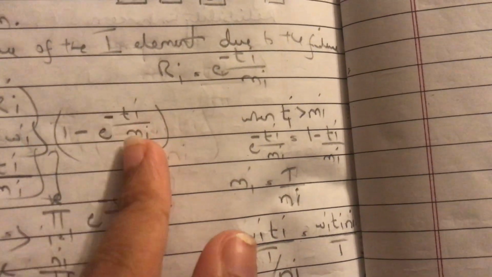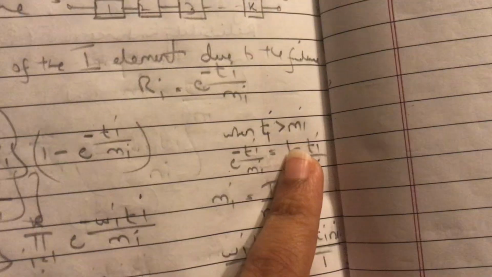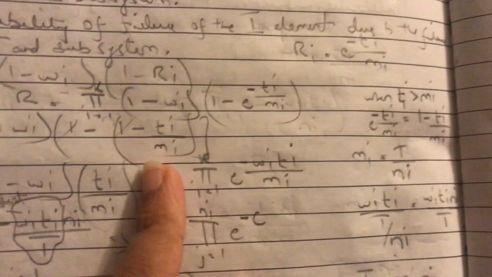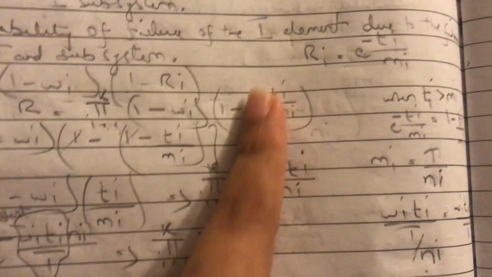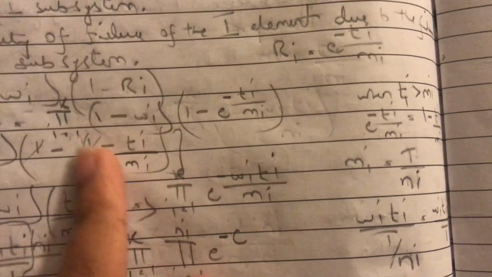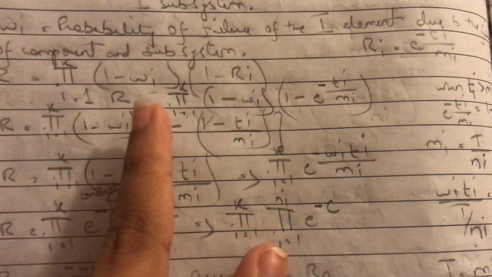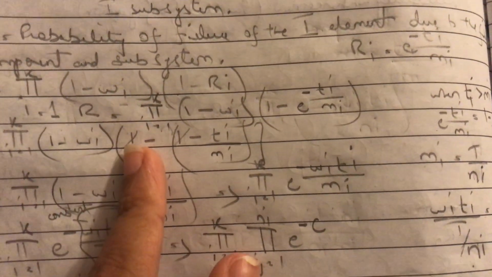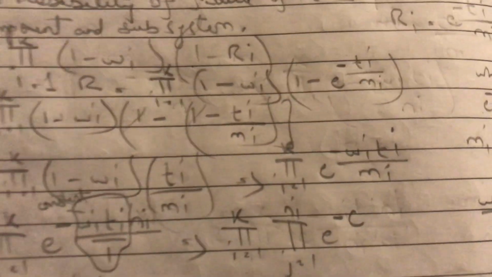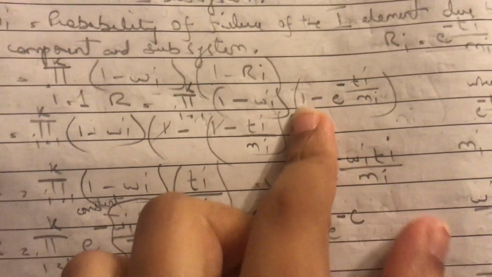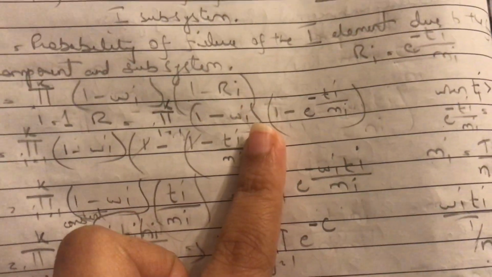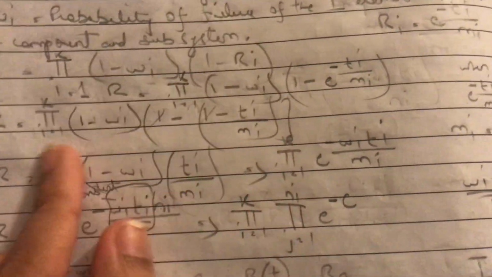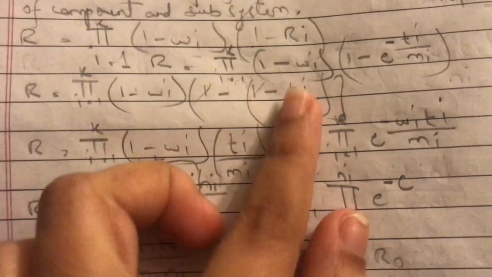So by replacing e to the minus Ti over Mi, we put this thing over here. 1 minus, in the replacement of Ri, it is like this, and this is multiplication as usual. 1 minus 1 cancels out. So you can understand now that this one is here and this thing is here in the bracket. Everything is shown in the bracket, so it must not be difficult to understand.